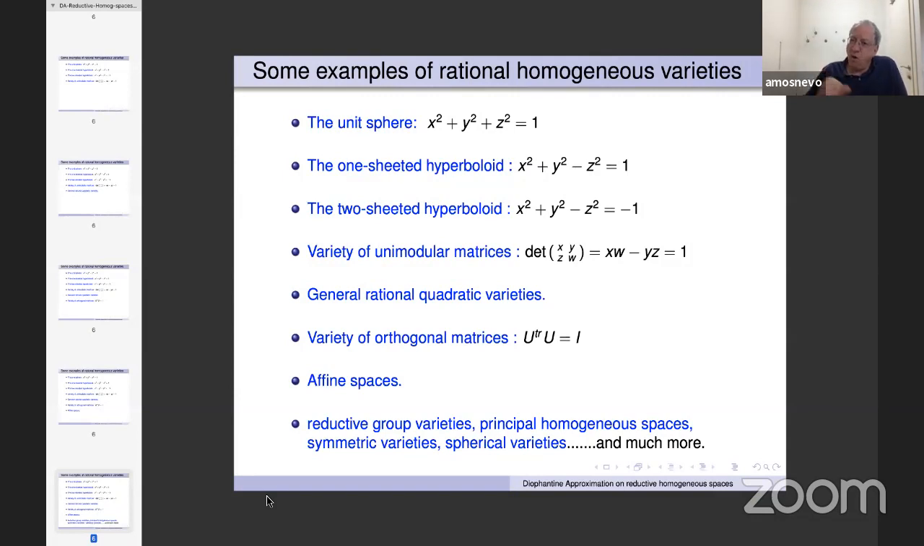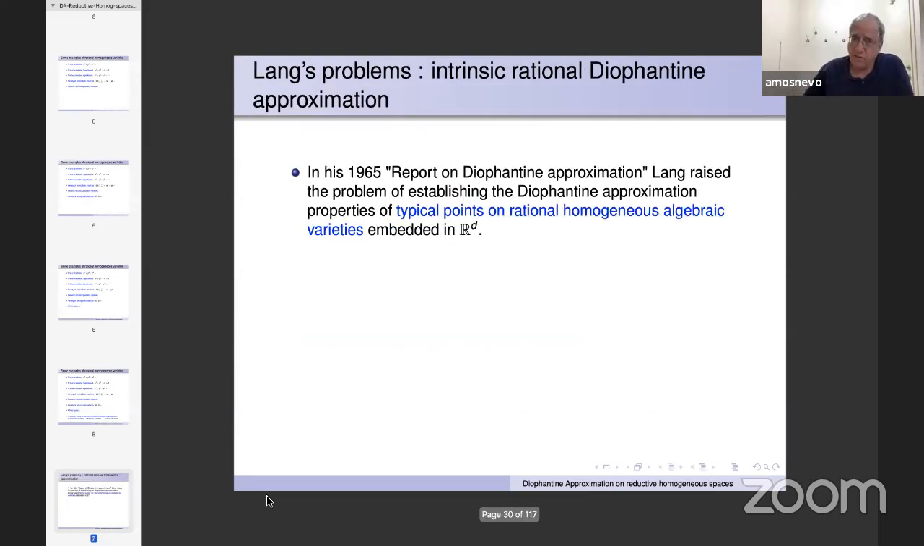And in this context, one should mention a very beautiful and, in fact, I would say deep problem with long historical roots, which is Lang's problem, which we like to call the problem of intrinsic rational Diophantine approximation. So this is a problem that Serge Lang raised almost 55 years ago in his 1965 report on Diophantine approximation.